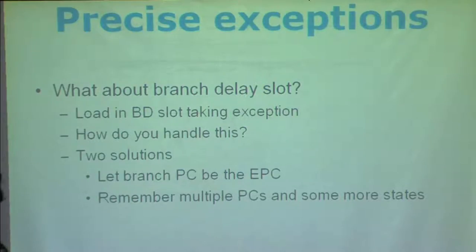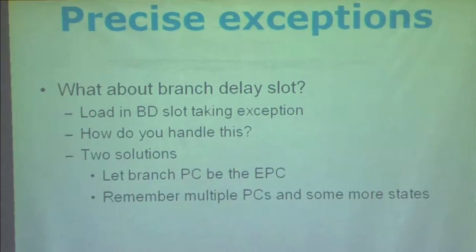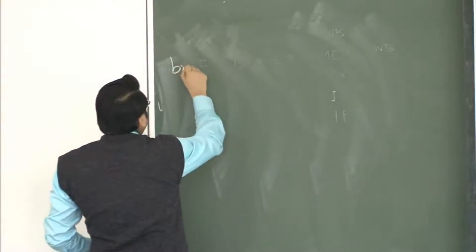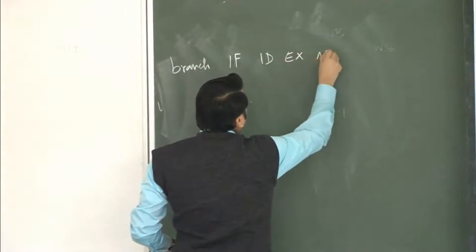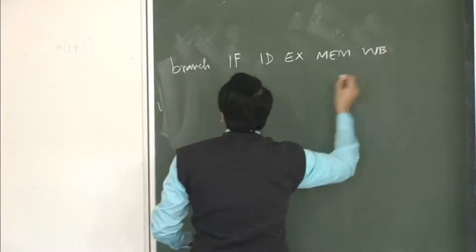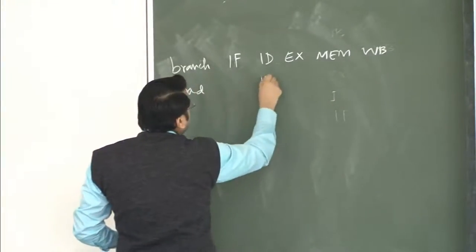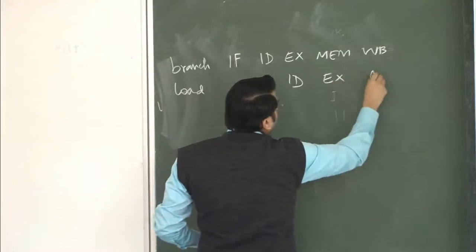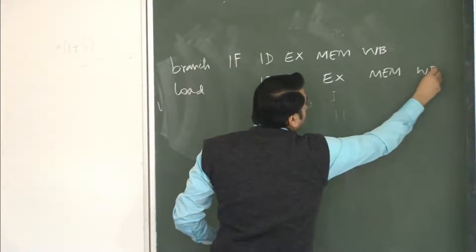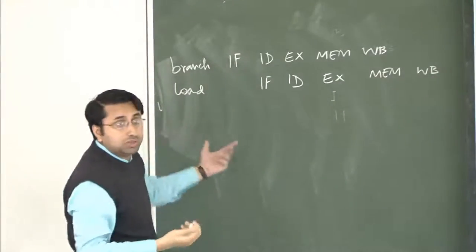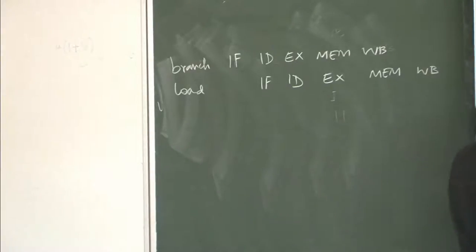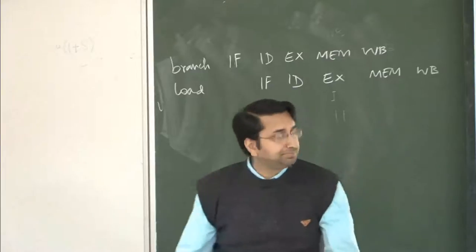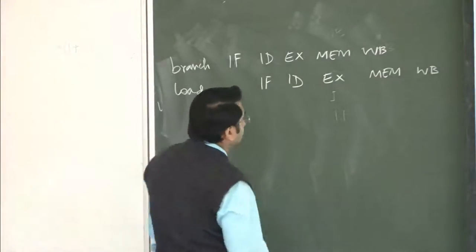Let's suppose that you have a load instruction in the branch delay slot taking an exception. So essentially, I have a branch instruction. And in the delay slot, I have a load instruction. And then I'll have either the target or the fall through, depending on which way the branch goes. So let's assume that the load in the branch delay slot takes an exception. So the question is, how do you really handle this?